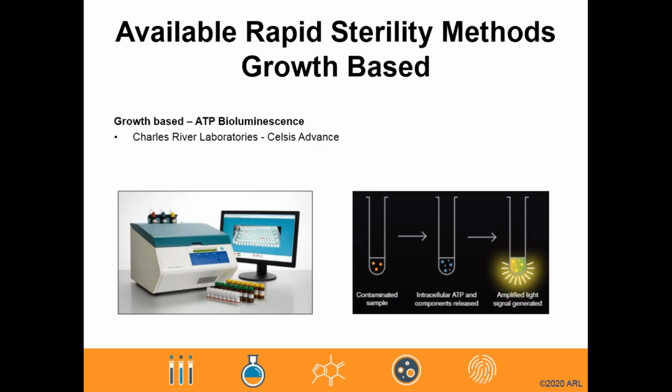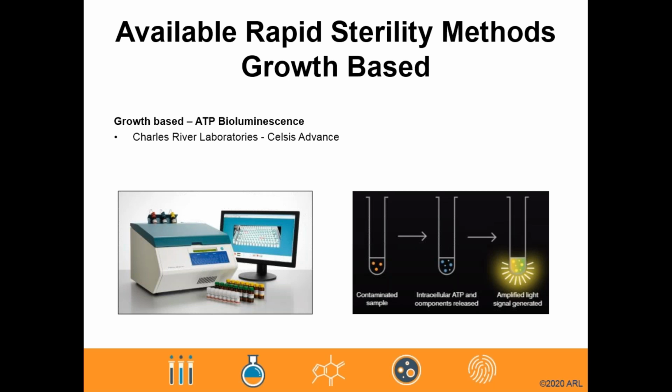A second common rapid sterility system, which utilizes ATP bioluminescence, is the Celsis Advanced platform. This is produced by Charles River Laboratories. Testing using the Celsis Advanced system is actually initiated exactly like a traditional sterility test, where a product is first processed using a suitable method, and that can be either membrane filtration or direct inoculation. The sterility test medias are then incubated for an appropriate amount of time. That would be based on the method validation, which we will discuss a little bit more in detail later.